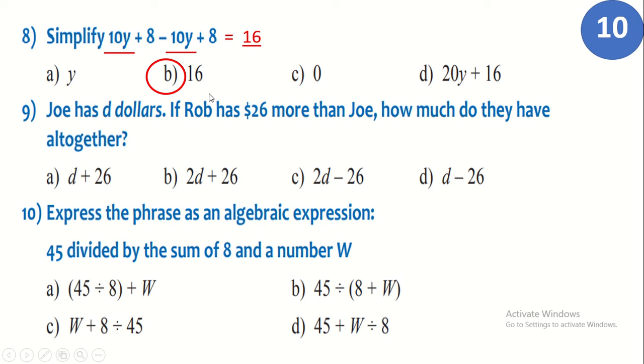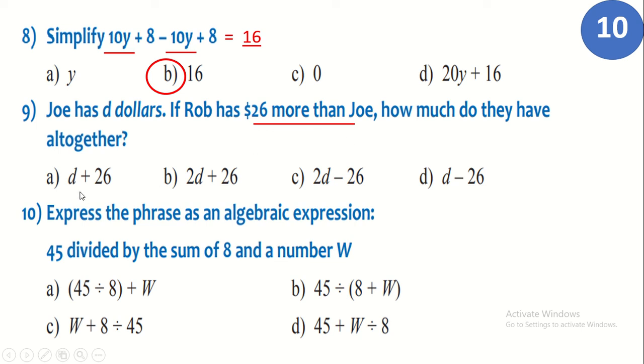Number 9. Joe has D dollars. If Rob has $26 more than Joe, how much do they have altogether? You have a keyword here. More than means addition. So D and then $26. Letter C and D are not your answer because those are subtraction. You have the keyword here, addition.